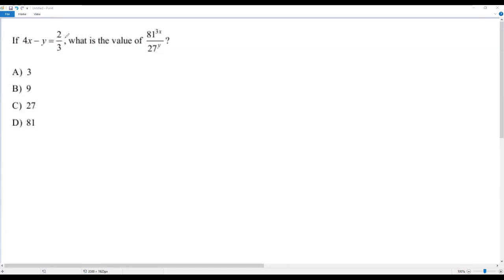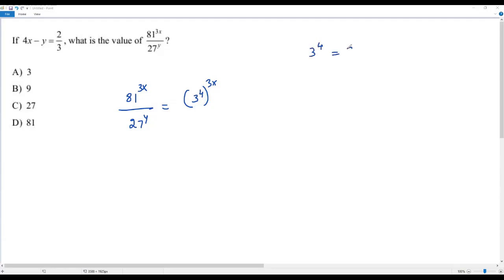Okay, using this information, we have to evaluate the value of this expression, that is 81 to the power of 3x divided by 27 to the power of y. When I consider the base in the numerator and the base in the denominator, both 81 and 27 are powers of 3. That is, 81 can be written as 3 to the 4th power, and the same exponent can be taken out here. So because 3 to the 4th power equals 81, we can check it.